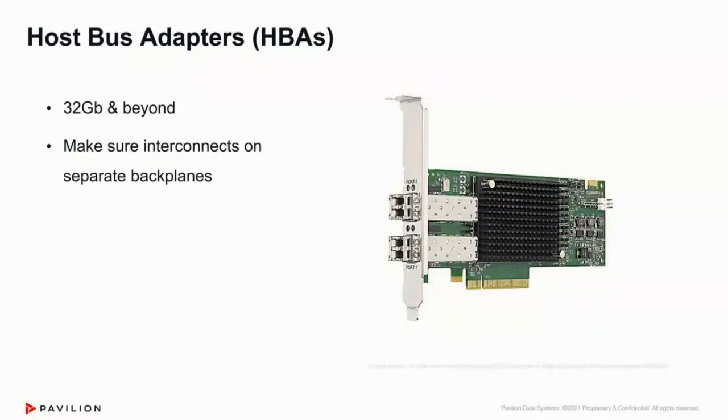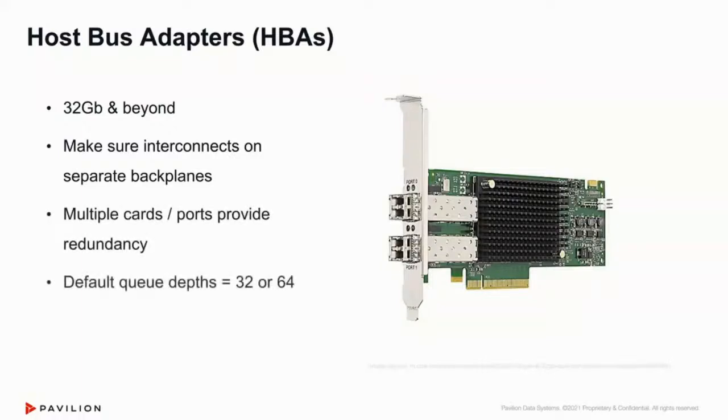Again, we're talking about PCI Express backplanes. We're talking about port switching rates. Multiple cards, multiple ports. Now, there are stupid defaults inside all of this stuff. No exaggeration, we're dealing with some of the fastest storage on the planet. The default queue depths in these devices are 32, maybe 64.